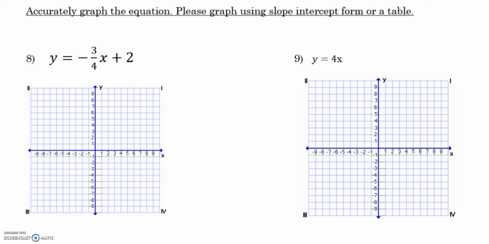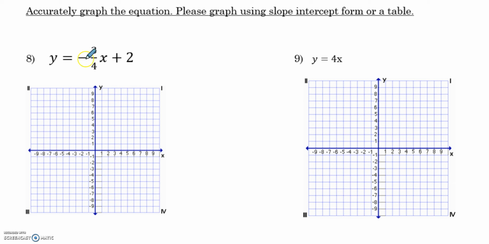All right, the next example: accurately graph the equation. Please graph using slope-intercept form or a table. Okay, so here I'm actually going to do both options to show you that both work. First, I'm going to do the faster way, and then I'm going to check it with a table.